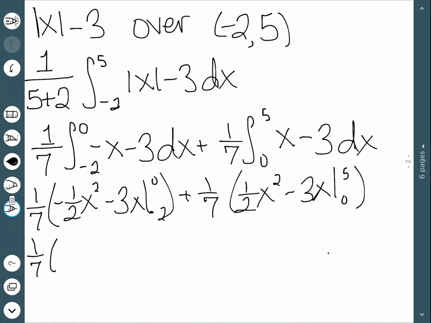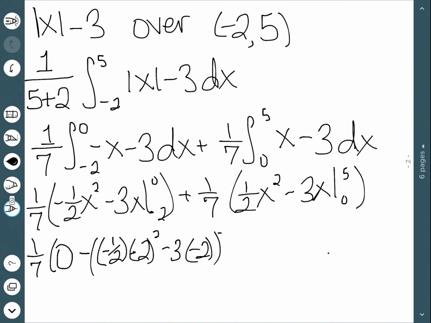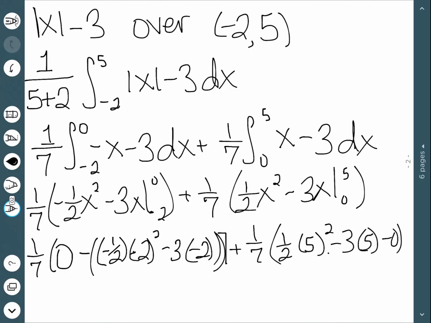Evaluating this, the top limit is going to give me 0 minus negative 1/2 times negative 2 squared minus 3 times negative 2. And then the second one will stick in 5, so 1/2 times 5 squared minus 3 times 5 minus the lower bound, which is just 0. And whenever we work all of this out, we get negative 13 over 14.